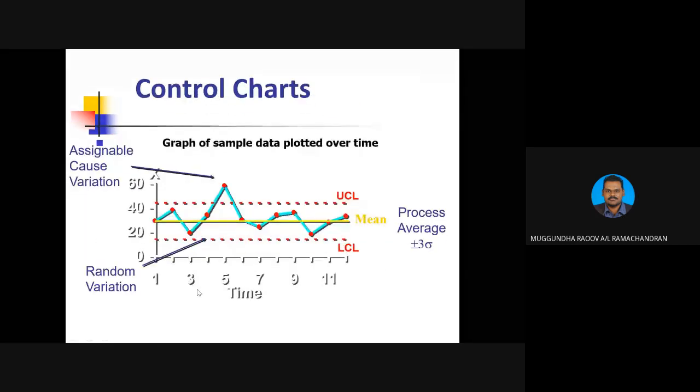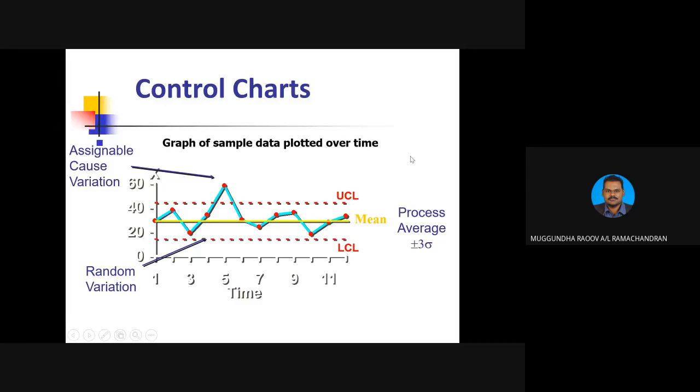For example, class, this is the graph of sample data plotted over time. We can clearly observe here the assignable causes of variation, and these are the random variation. Class, you can observe in this control chart that all the data, as time increases, stays within the specific process average, which is plus minus 3.